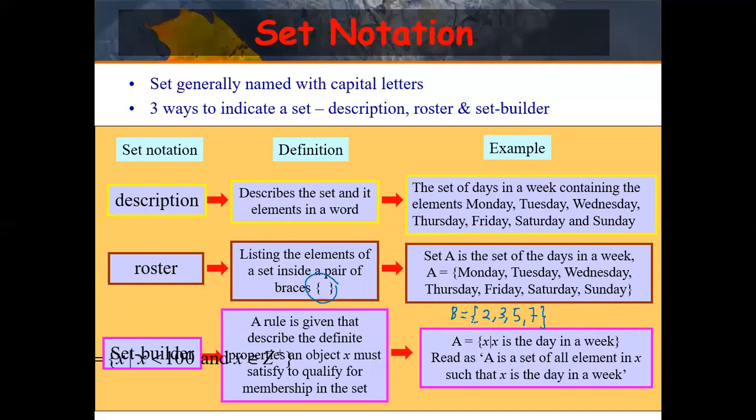Okay, 2, 3, 5, 7. So set B is actually the prime numbers. This is a roster, roster notation. But if you want to represent your set in set builder notation, you can use B equals X, such that you explain what is your X.